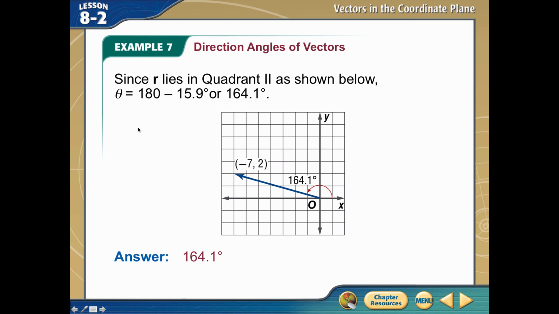Always, always, always, when you are doing inverse trig functions, make sure that your answer is in the correct quadrant. Inverse sine and tangent will always give you answers in the first and fourth quadrant. Inverse cosine will always give you an answer in first and second quadrant. You need to make sure that you reflect it into the correct quadrant if you need to, based on the problem you're given.